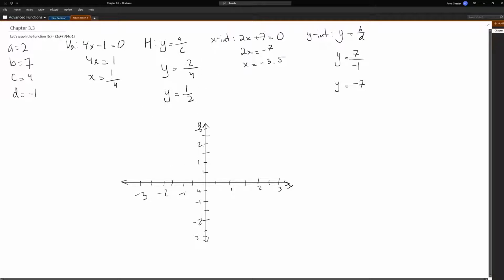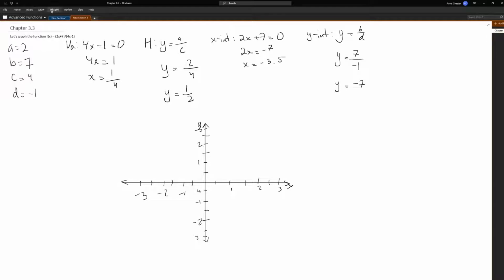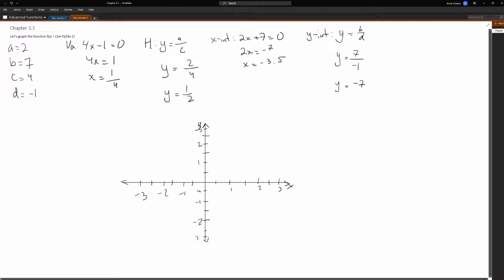So now let's graph our key information. First of all, I'd recommend using a different color for your asymptotes. So we have a vertical asymptote at a quarter. Make sure you actually say that it's the vertical asymptote and label it. Then we have a horizontal asymptote at 1/2. Well, that wasn't the straightest line I've had, but this is y is equals to 0.5.